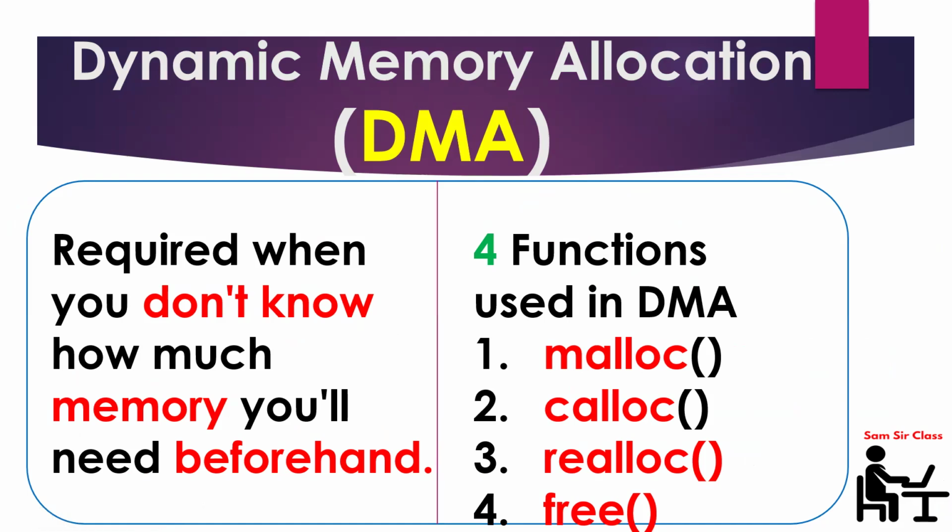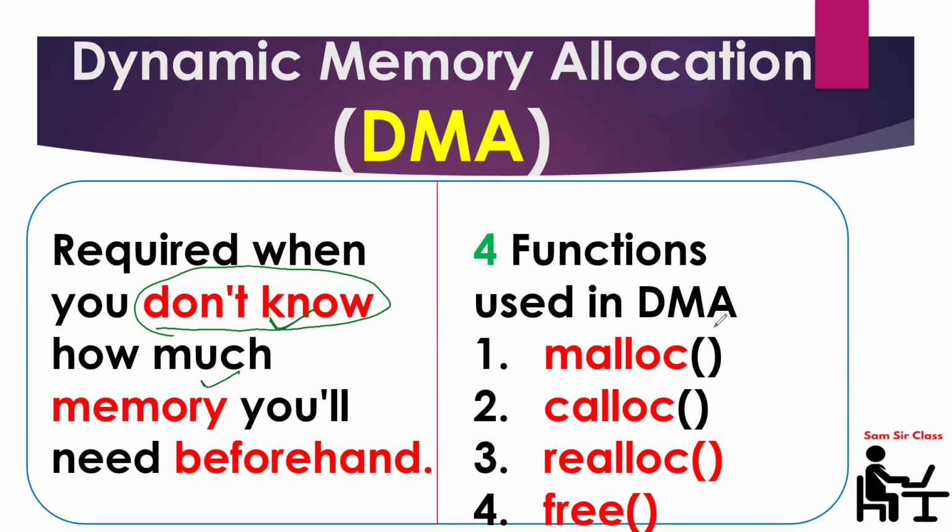Now, how are we actually going to achieve dynamic memory allocation? This is required when you don't know how much memory is actually required beforehand. This is very important. Then you must go with dynamic memory allocation, because you don't know how you'll allocate or fix the memory during the compilation time. You have to go for dynamic memory allocation because you don't know how much memory is required.